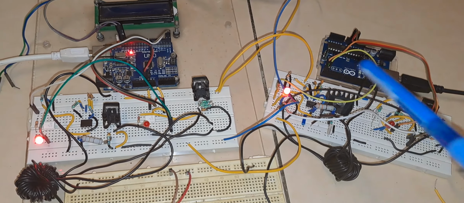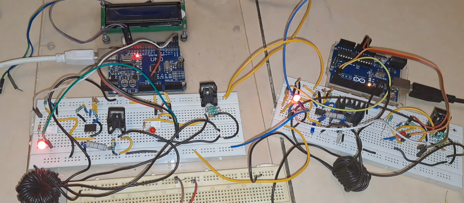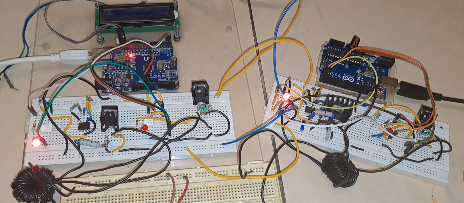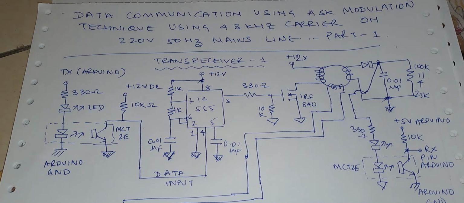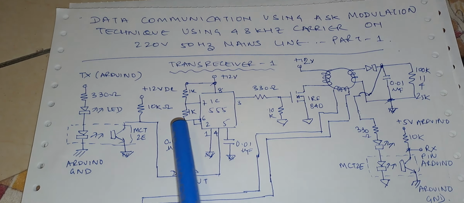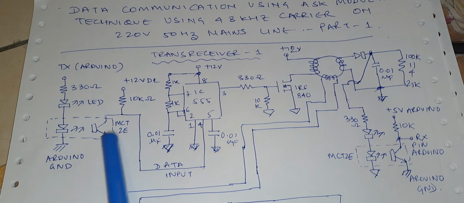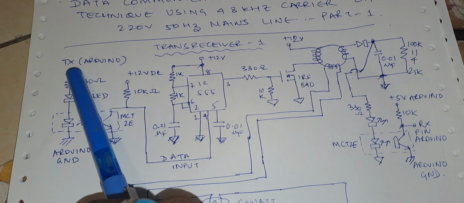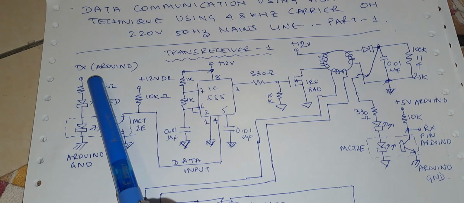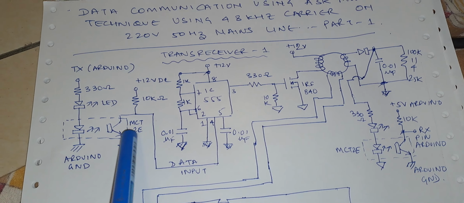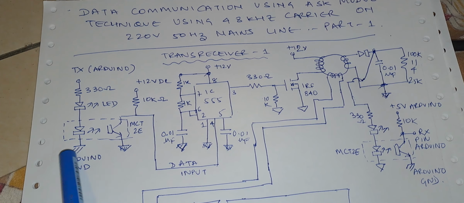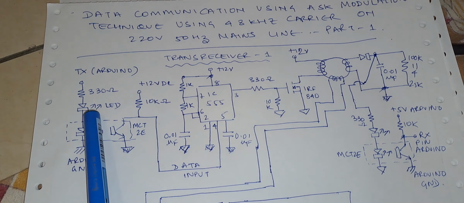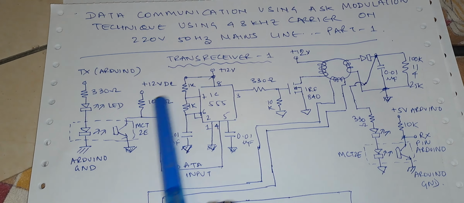So let us see the circuit diagram. The working function of the circuit will be very clear. As you can see, this is the circuit diagram. This is the transceiver 1 circuit diagram. You can see transmitted data is coming from the Arduino. It is coming to this optocoupler, optical isolator. The function of this is to isolate the Arduino from the modulation unit.